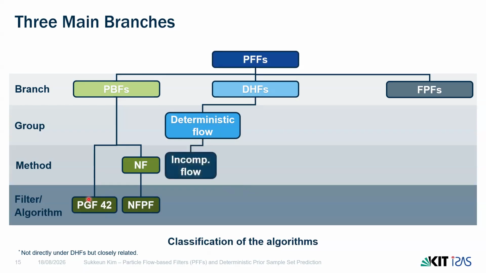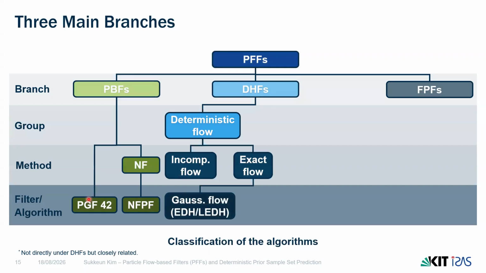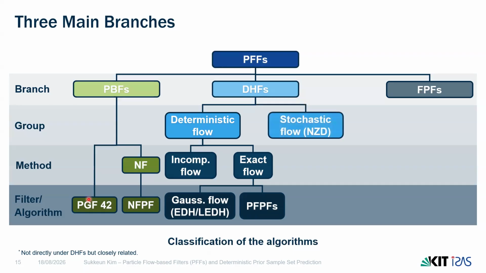There are multiple flows in this group. One is an incompressible flow, and the other one is an exact flow. And we'll discuss the exact flow more in detail later. And from the exact flow, there is one specific implementation called Gaussian flow and particle flow particle filters as well. And another branch is stochastic flow.